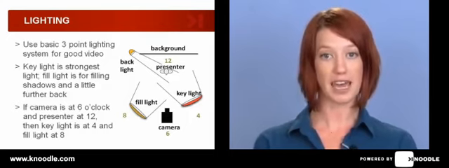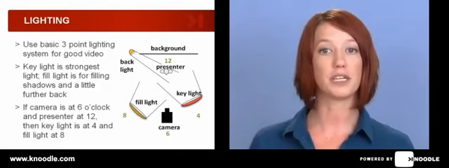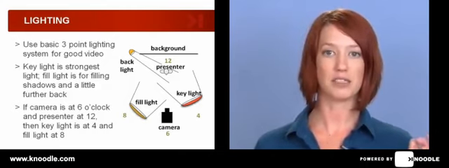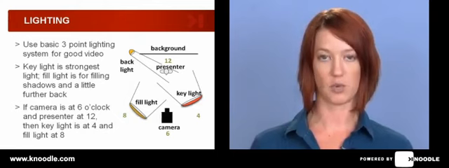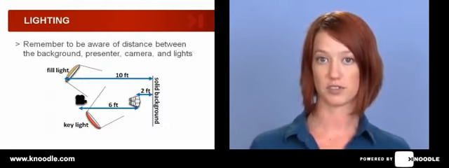So for example, if the camera is at 6 and the presenter is at 12, then your key light should be at 4 and your fill light at 8. The key light is the main, stronger light for the subject, while the fill light is a little further back and fills in all of the shadows.